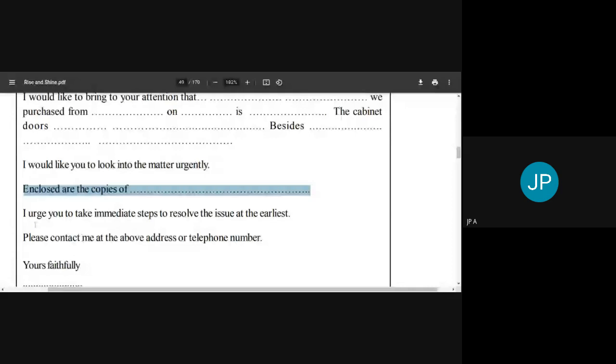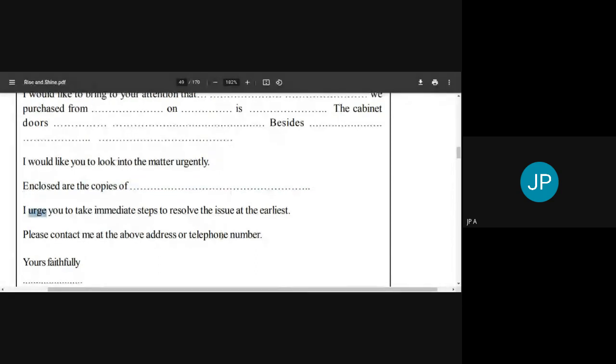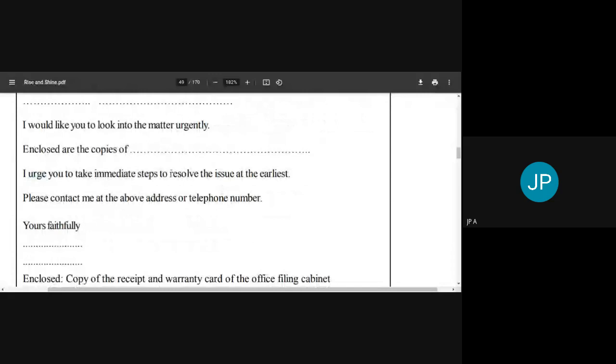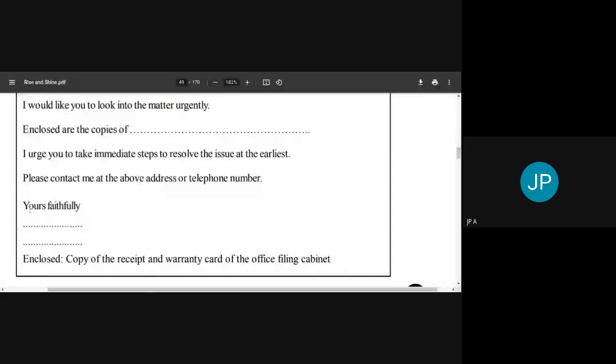So we are again asking them, I urge you, means I request you, to take immediate steps to solve the problem. To solve the issue means solve the problem at the earliest. And again, you have yours faithfully, you should put a comma after that, then you put your signature and write your name below that. And here you have another thing, enclosures. Okay, what is enclosed? Copy of the receipt and warranty card of the office filing cabinet. Enclosures can also be written in a short form, ENCL. You can write one purchase bill, then two warranty card.